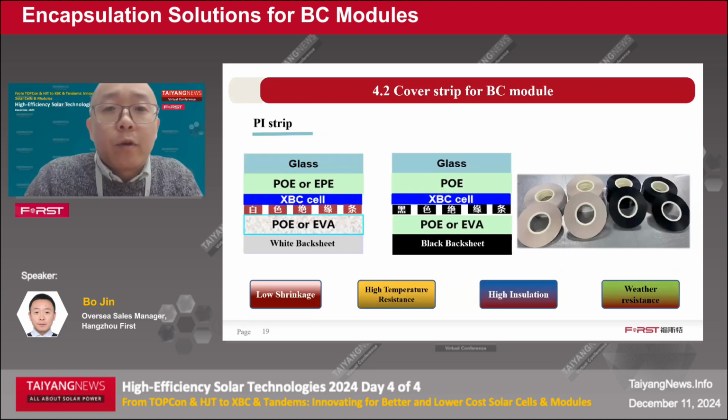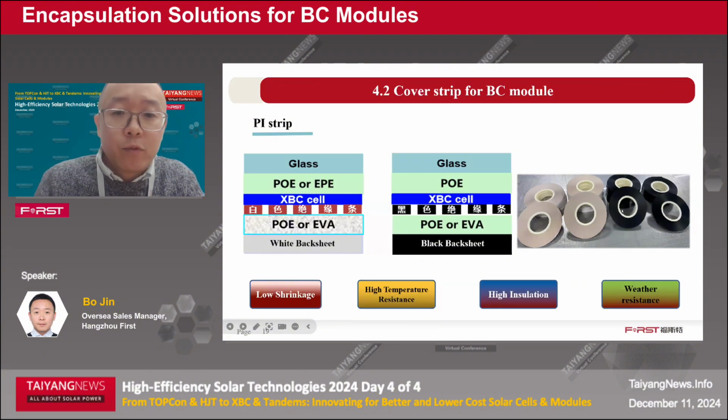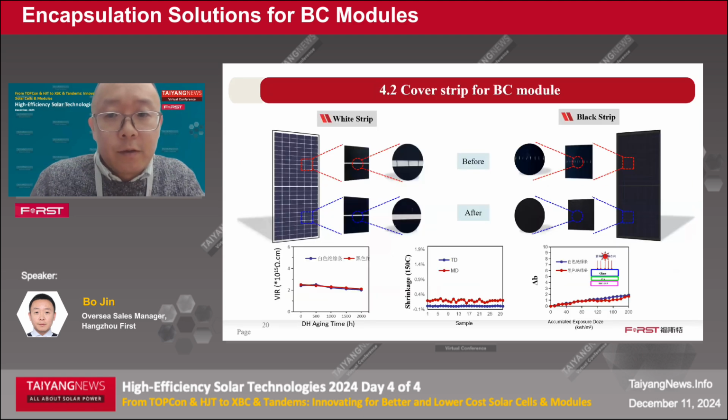Okay. And we also have the cover strip material for the BC module. This is to cover the wires in the middle of the cell matrix. We call it PI strip. We have both colors, one is white and the other one is black. It can adapt to the backsheet color. Okay, you could see some showcases here.